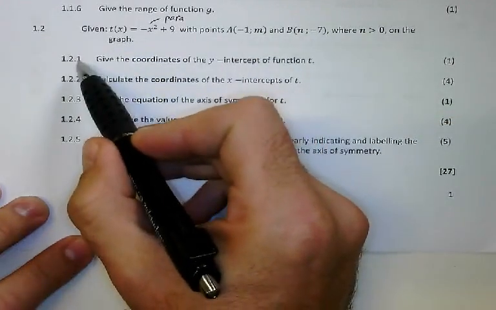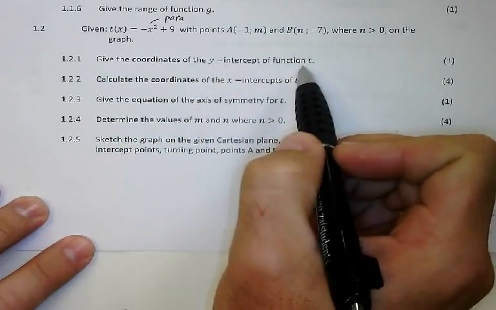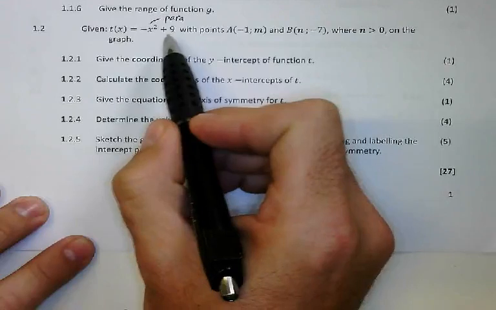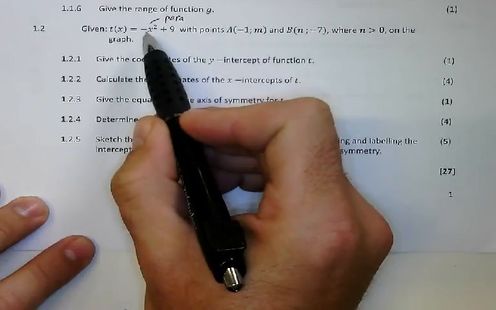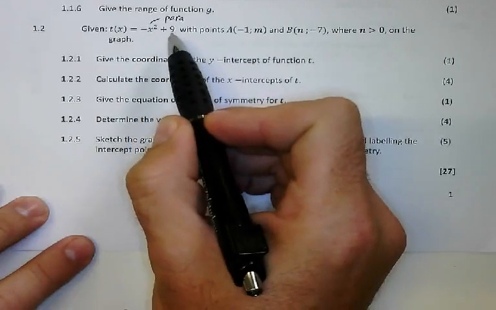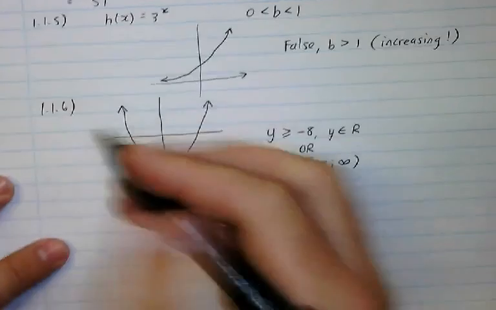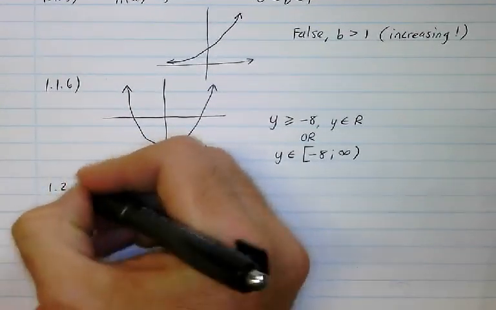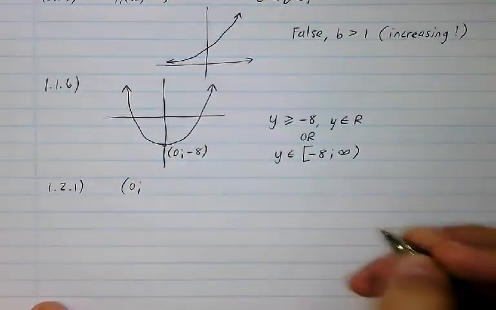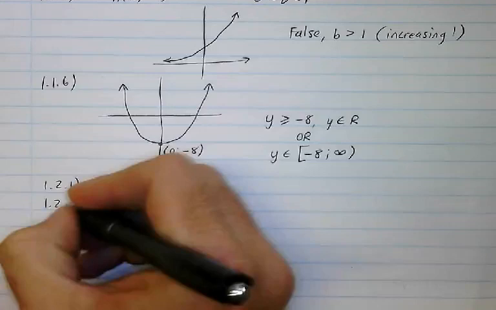Part 1 says, give the coordinates of the y-intercept of this function. Remember, the y-intercept has got to do with the q value. So because it's a sad graph, having moved up by 9, the coordinate of the y-intercept would be (0; 9). Okay, moving on to the second question.